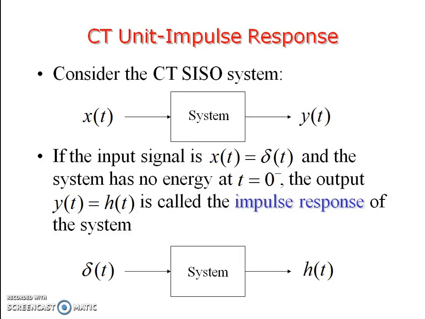Now if you see the continuous time unit impulse response, again we can consider x of t as input for that system and y of t as the output for that system. If you consider x of t as delta of t and the system has no energy at t equals 0, the output y of t equals h of t is called the unit impulse response of the particular system.